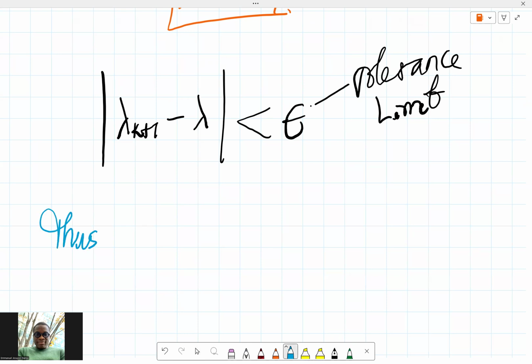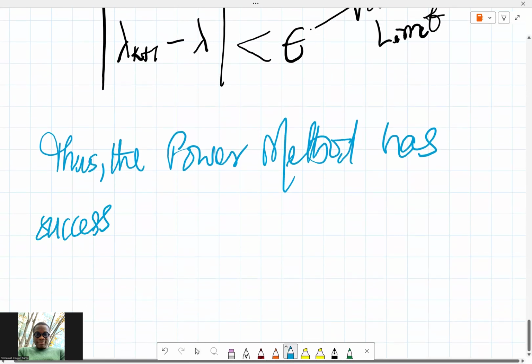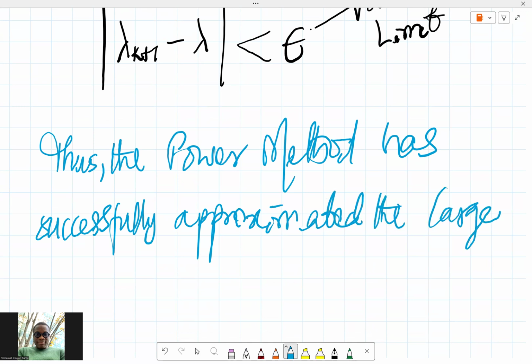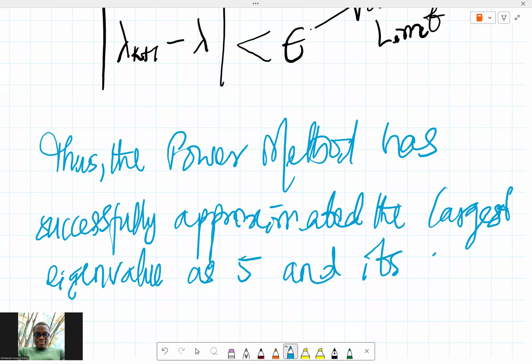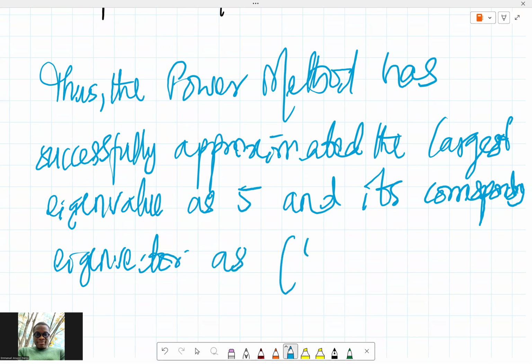Thus the power method has successfully, so normally we should keep going until we get something reasonable. The power method has successfully approximated the largest eigenvalue as 5 and its corresponding eigenvector, that's V, right? As 1, 1. Even if you consider 5, 5, it's still 1, 1. Or 5 over root 2, 5 over root 2, it's still 1, 1 because it's the same thing. So that's how this goes.